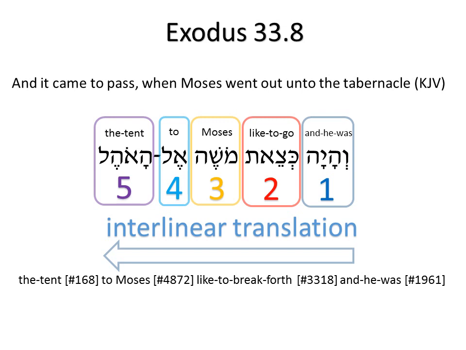I have made the infinitive verb like to break forth instead of like to go to sacrifice, a smooth reading in English, for a more accurate and consistent translation with as little bias as possible. The Hebrew word for to does not have a Strong's number because it's so common that it's not listed.